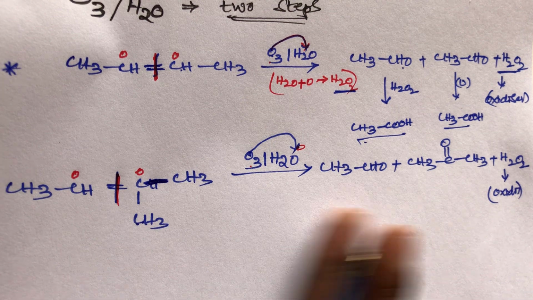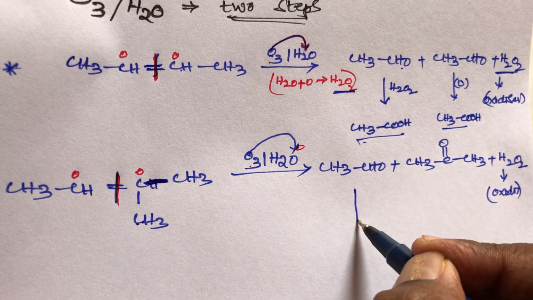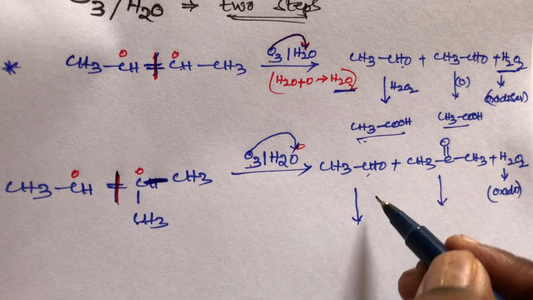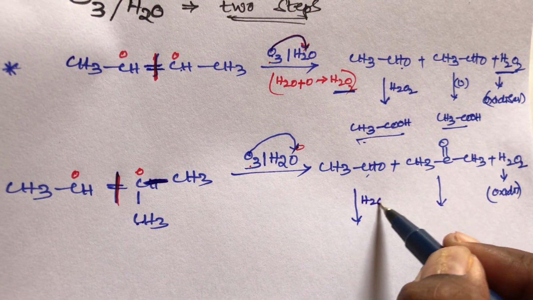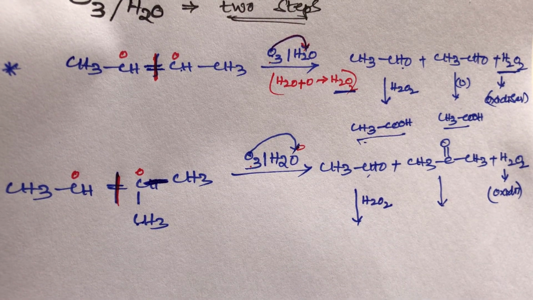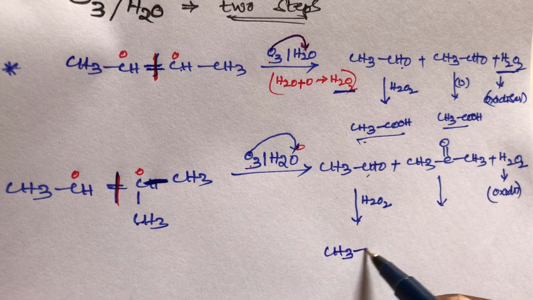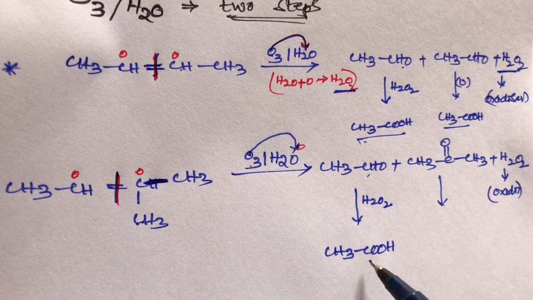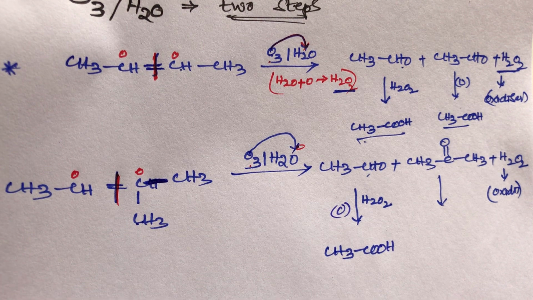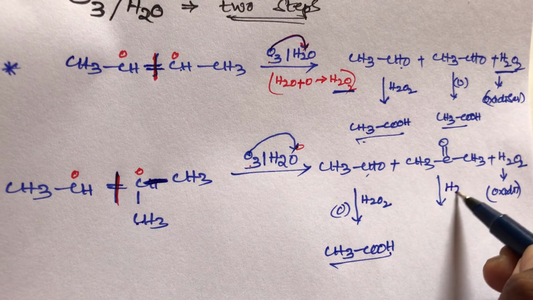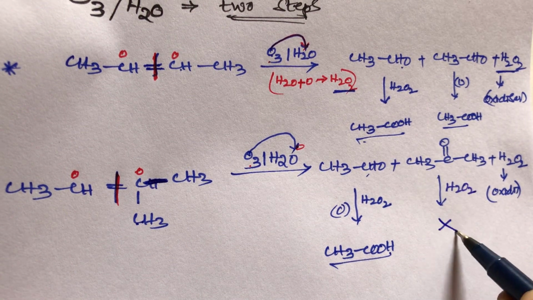So the first step is completed, student. Now for the next step, what to do? Here an aldehyde is there, and here a ketone is there. The aldehyde is converted into acid in the presence of H2O2, which acts as the oxidizing agent. So we get the final product CH3COOH, since CH3CHO on oxidation gives the acid. But the keto group, on oxidation with H2O2, gives no reaction, student.